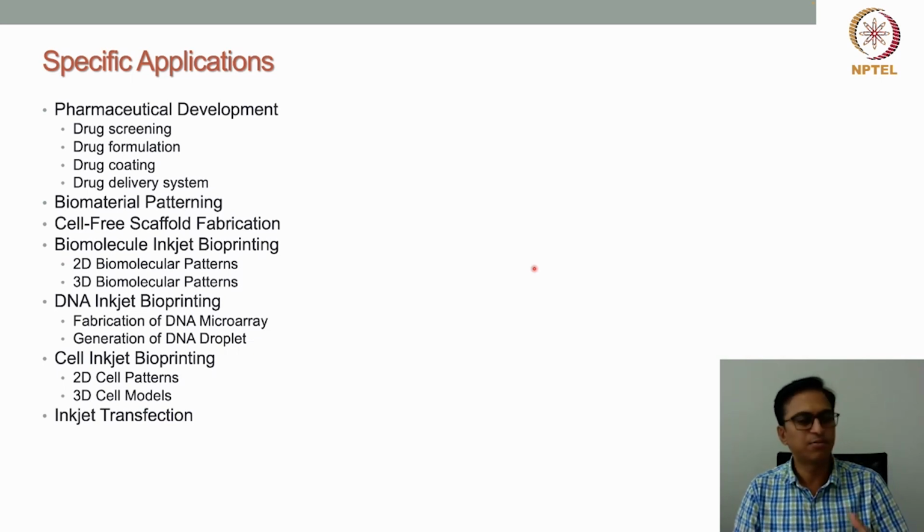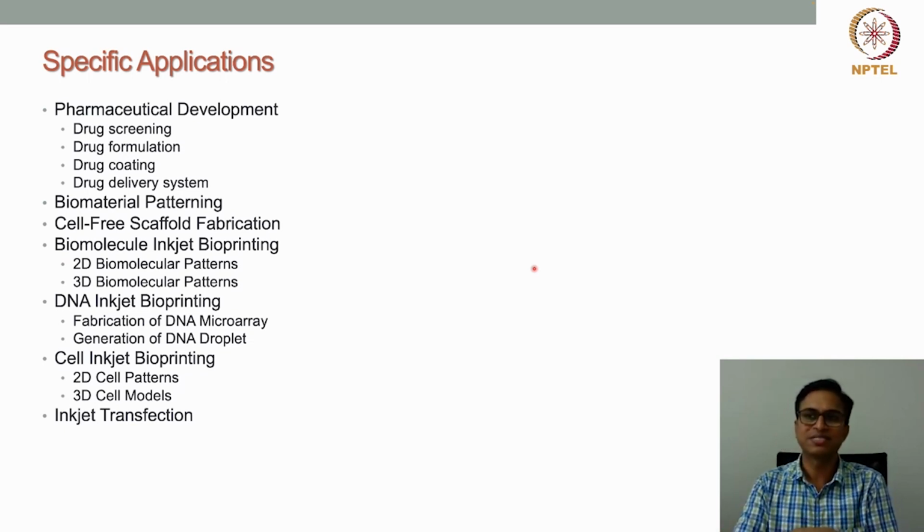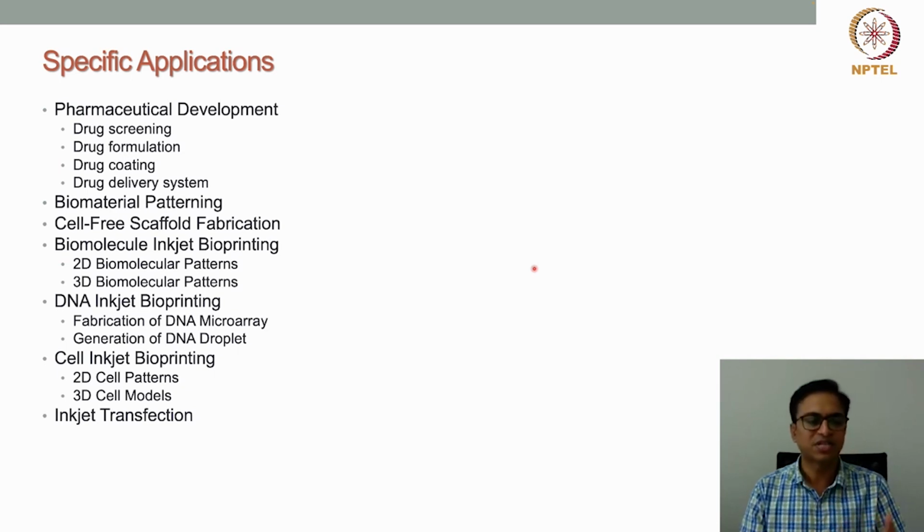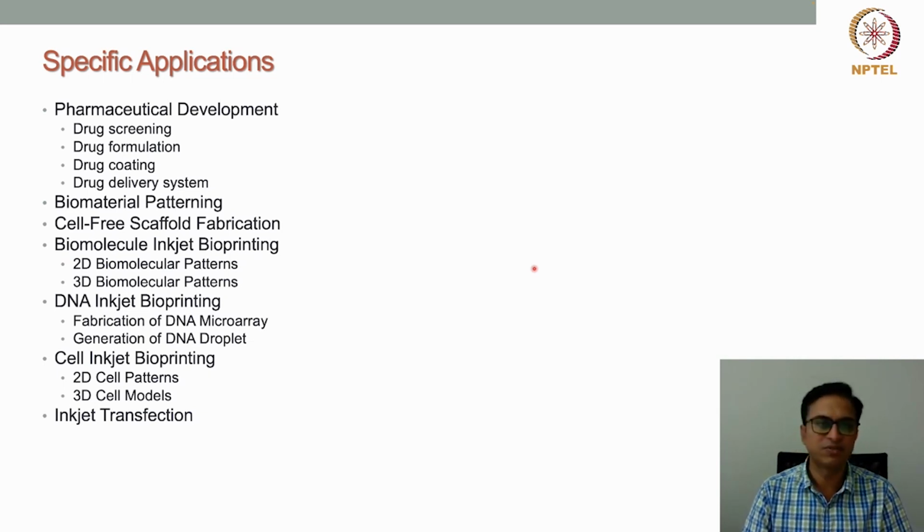Similarly, 3D cell models are also possible, like by printing one layer at a time, we can create 3D structures with the cells. So those kinds of things can very well be used. Similarly, for transfection, either transfection of cells or with small molecules, inkjet printing is very well used. So inkjet printing technology is very well used for transfection.